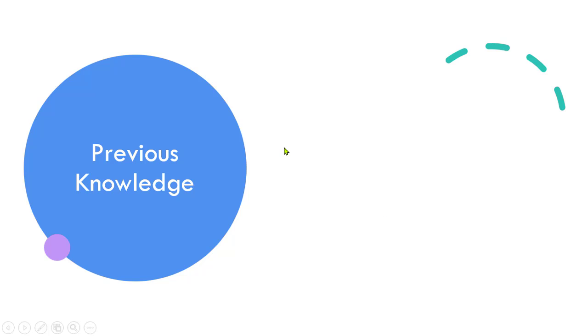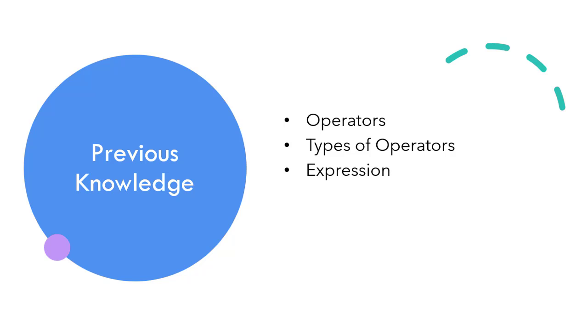Students, before starting our today's lesson, I want to take some preview of the previous knowledge. Students, in your last lesson you have learned about operators. Operators are symbols used to perform certain tasks on variables and constants. Then students, you have learned about the types of operators. There are 3 types of operators: arithmetic operators, comparison operators and logical operators.